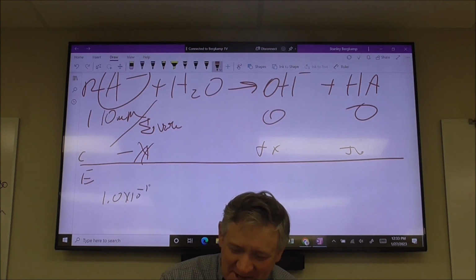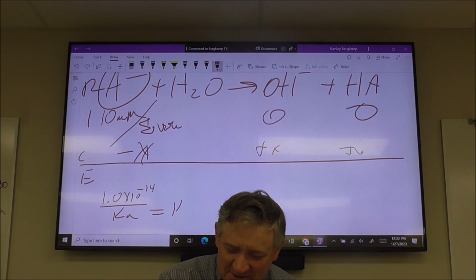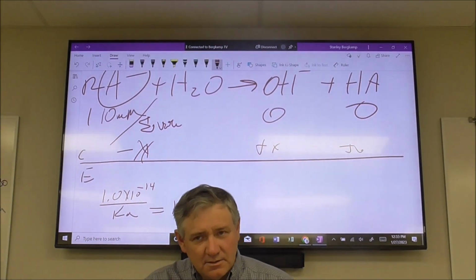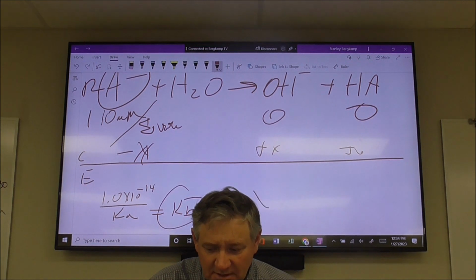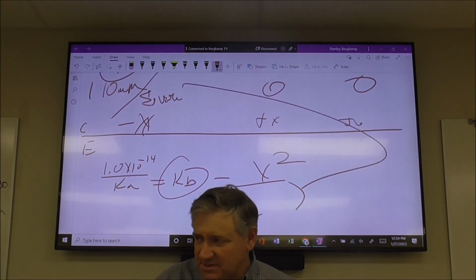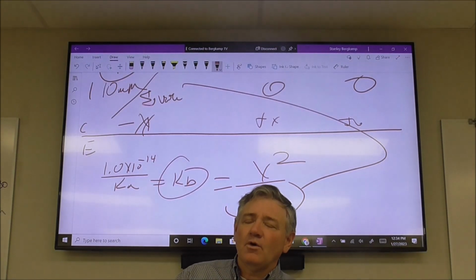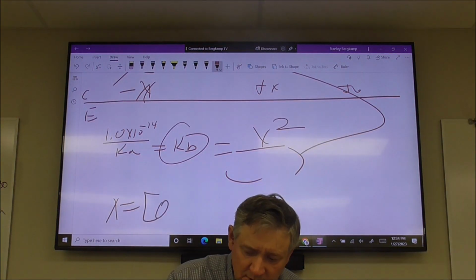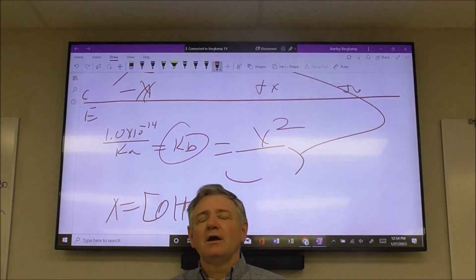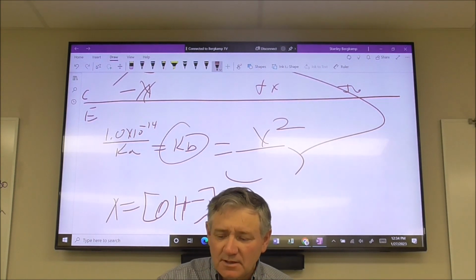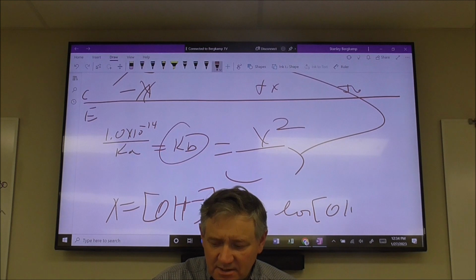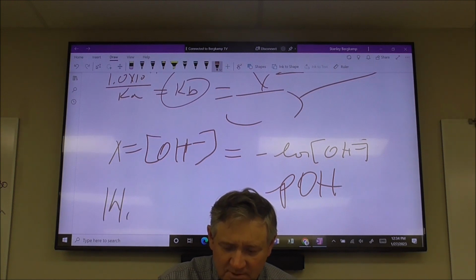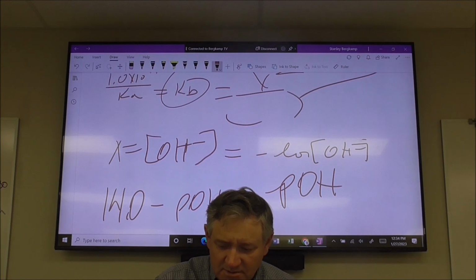You're going to take 1 times 10 to the negative 14, divide that by the Ka value to get your Kb value. Okay? So there are certain things you're going to have to do in this step. Divide by the total volume. Find your Kb value. Set that equal to X squared over whatever this is. Now, when you get X, what does your X equal? Your hydroxide ion concentration. What are you going to do next? Calculate pOH. Take the negative log of your hydroxide ion concentration, which gets you your pOH, and then what are you going to do? 14 minus your pOH gets you your pH.